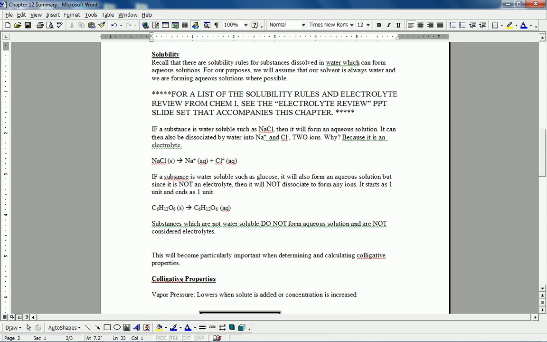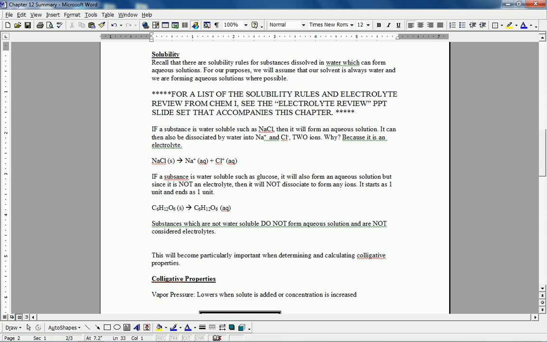Speaking of colligative properties, we need to discuss solubility first and foremost here. And solubility, of course, here is for water because we're discussing aqueous solutions. So we need to ensure that we are aware of what would be considered to be water soluble. So if you're not familiar with your solubility rules, there is a slide with the solubility rules in the electrolyte review PowerPoints that accompany this particular chapter in this week's section on the course website, and you're welcome to review that.